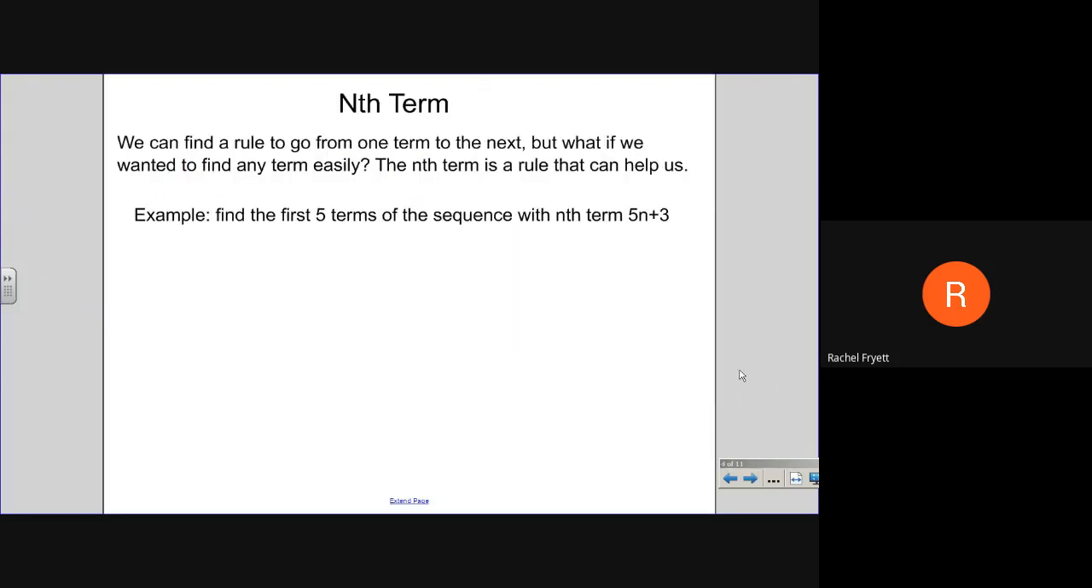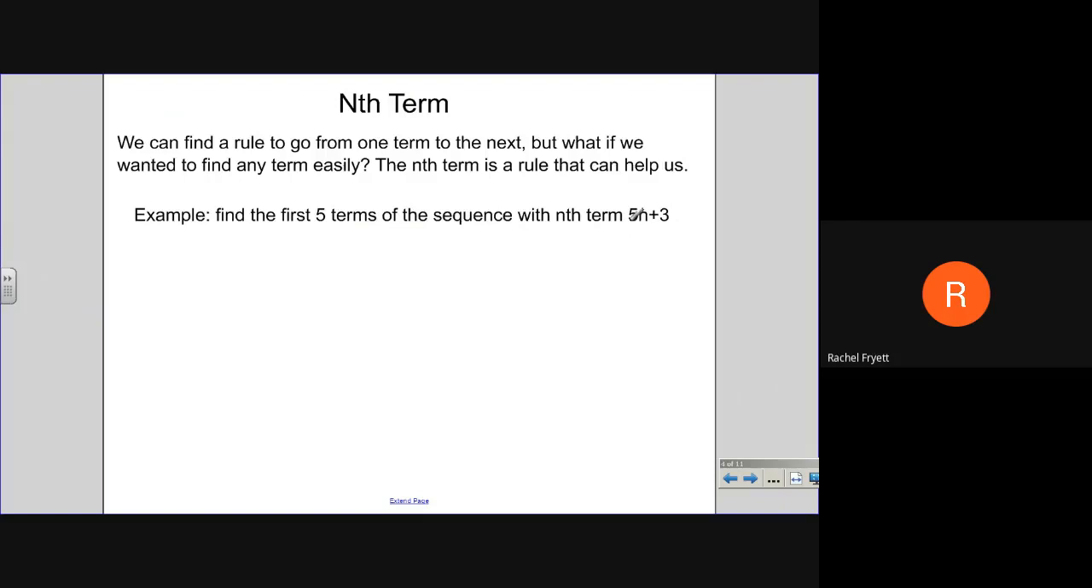Okay, so next we're going to have a look at something called the nth term. Now, the rules we were just looking at meant you could go from one term to the next one. But what happens if we've got a question asking us to find the 100th term or the 1000th term? It would take a long time to get there. And this is where the nth term is something that can help us.